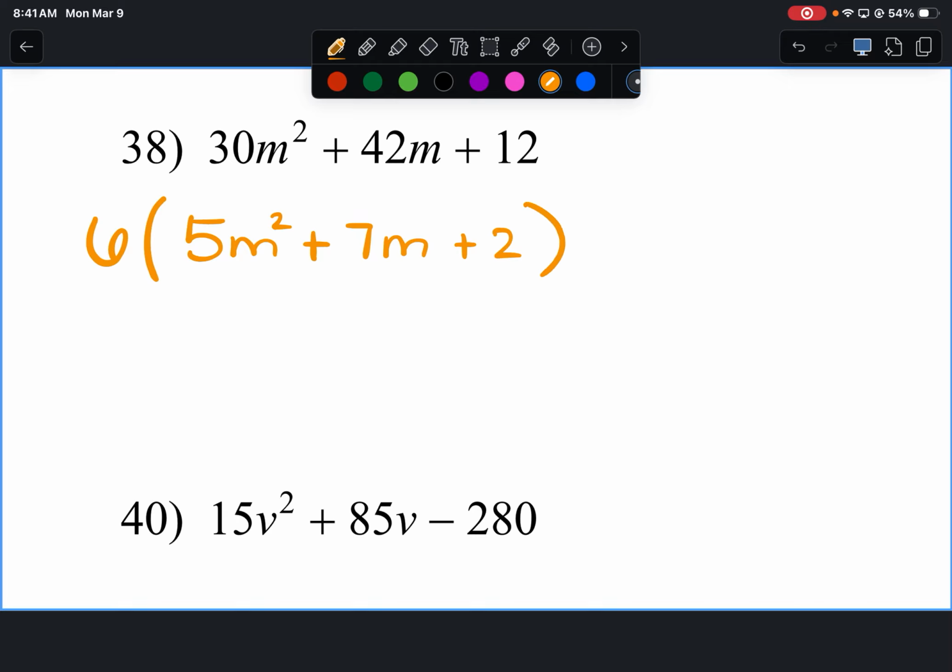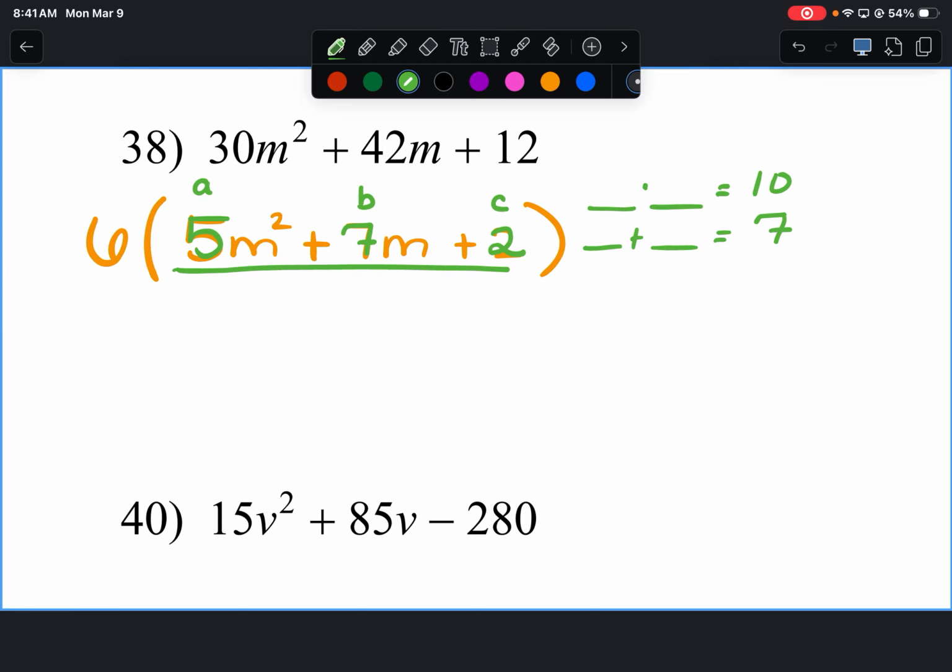Okay, from there, how many terms is this right here? 3, that's a trinomial. So we have to find our A, B, C. What is our A? 5. That automatically tells me we can't use the shortcut. What is our B? 7. What is our C? 2. So we have to figure out what multiplies to give us A times C. What is A times C? And what adds to give us our B? What is our B? 7. What multiplies to give us 10 but adds to give us 7?